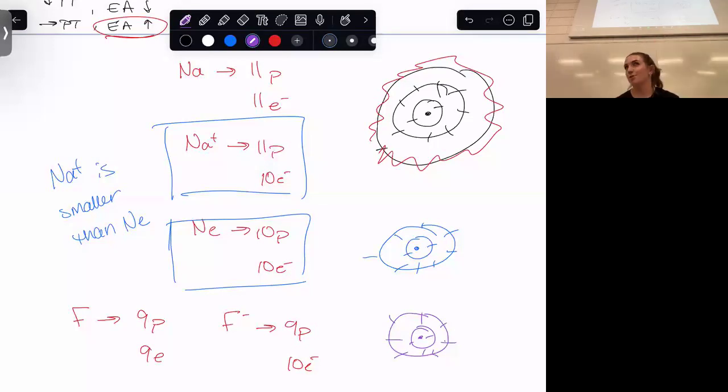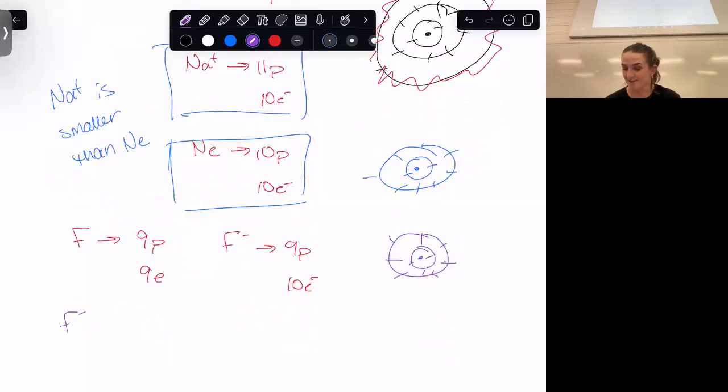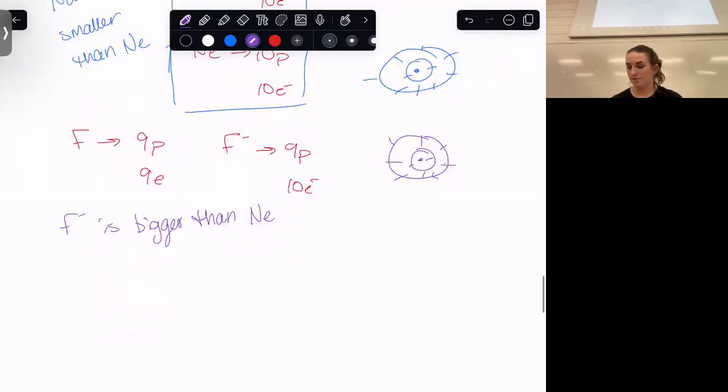If you're a camp counselor, you've got nine counselors but 10 kids, one kid's going to run away. They're going to spread out a little bit more because you can't have all eyes on them at one time. We don't have a buddy system here. So is fluorine minus going to be bigger or smaller than neon? It's going to be bigger. Fluorine minus is bigger than neon.